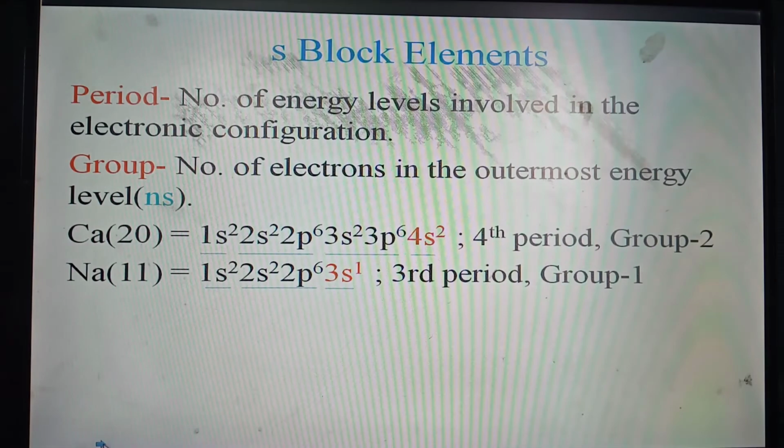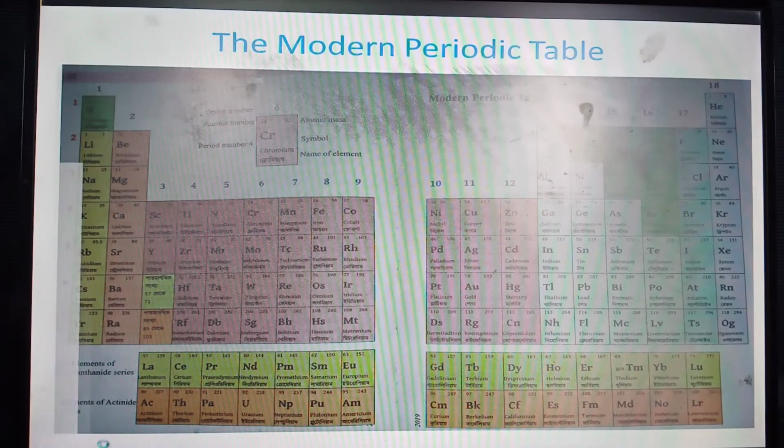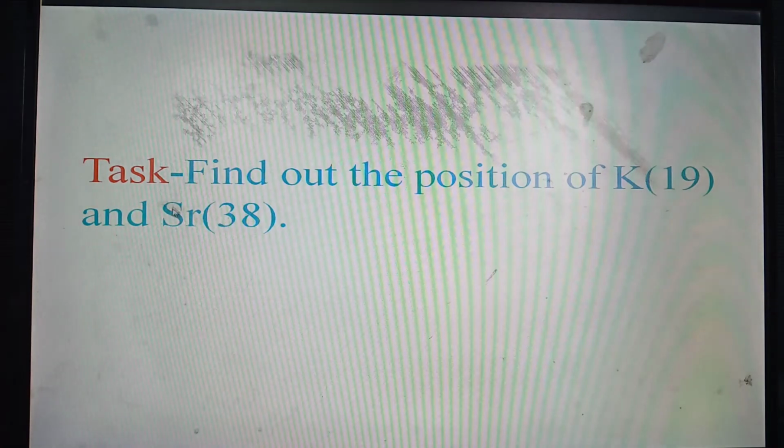Now, let us solve some problems. Find out the position of potassium and strontium. Write the electronic configuration of these two elements, find out the position of these elements on your own, and justify your answer from the periodic table. I have also given the solution.